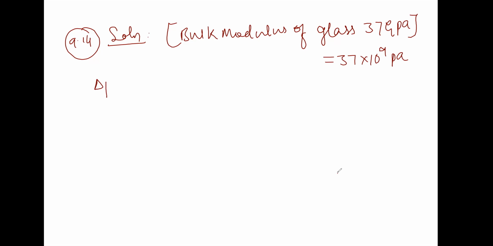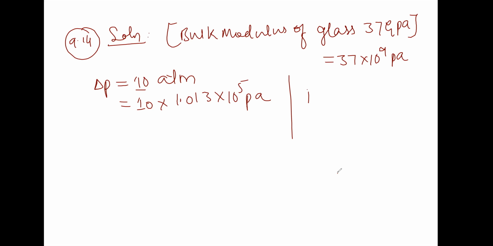But in the question for the delta P value, they have given 10 atmosphere. 10 as it is, and 1 atmosphere value is a constant, which is 1.013 into 10 to the power of 5 pascal. If you are not understanding, you can write it here: 1 atmospheric value is a constant, 1.013 into 10 to the power of 5 pascal. You have to remember this one. Then we write the delta P value.